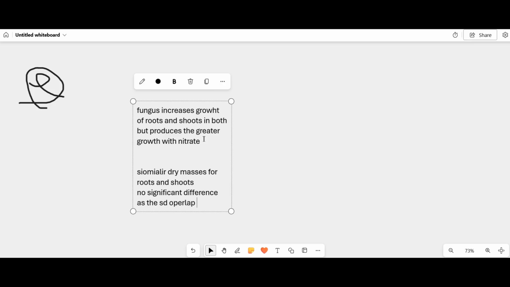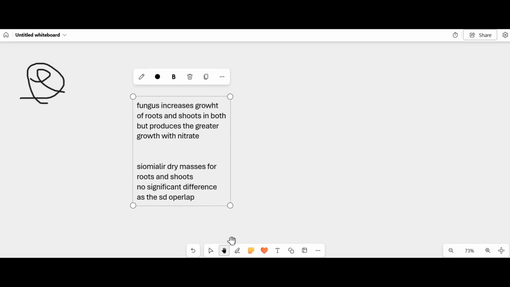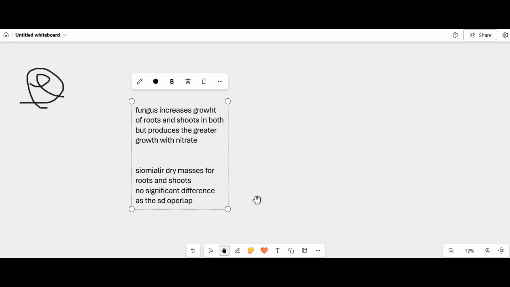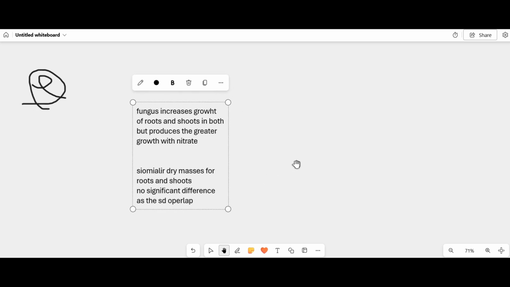What I'm talking about here is if you look at the shoots and the roots for the standard one, they're basically the same. They're overlapping. So the 0.4 and the 0.34, they're overlapping. Same as the other one, the roots and shoots, their standard deviations are within the same amount. So that means there's no difference between them in the dry masses when you got nitrate and ammonium on the normal one. So when it's just heat treated, when you got no fungus working, you just got standard, nitrate and ammonium.